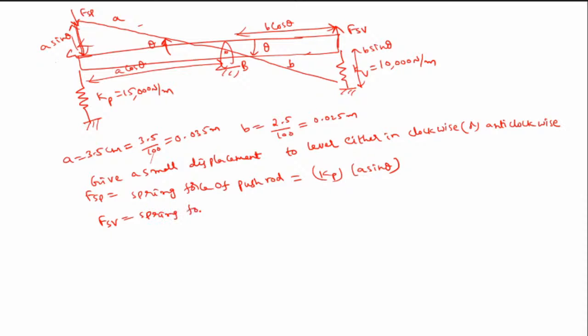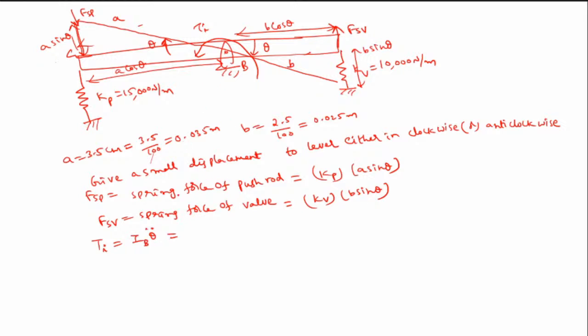Spring force of valve, that is equal to kV into B sin theta. Now this has been rotated clockwise, so your inertia torque will be anti-clockwise. So that is Ti. Ti is nothing but Ib into theta double dot.